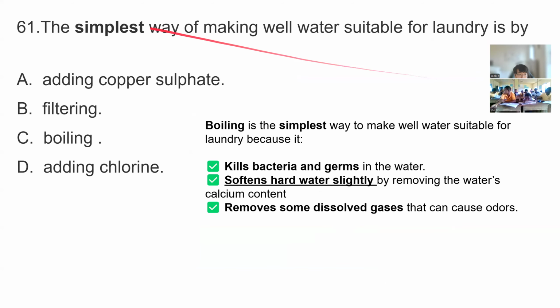Let's look at this question. The simplest way of making well water suitable for laundry is by: A, adding copper sulfate, B, filtering, C, boiling, or D, adding chlorine? I've included the answer here. Boiling is actually the simplest way to make well water suitable for laundry.